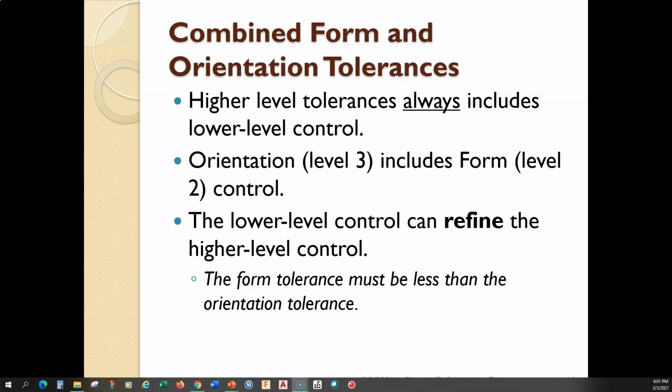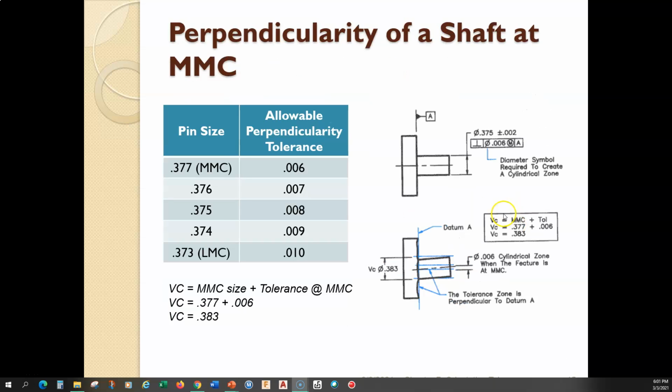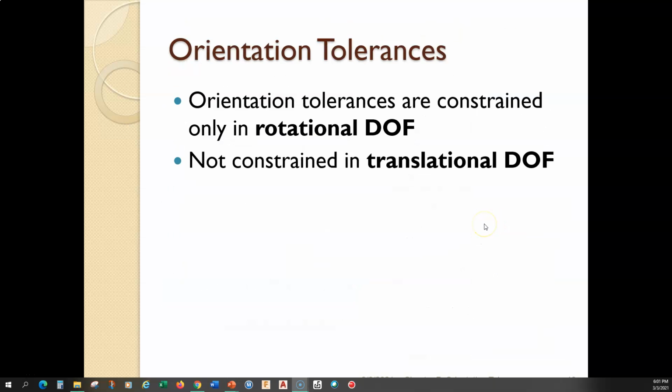All right, so combined form and orientation tolerance. So sometimes we want to refine a tolerance, right? So when we refine a tolerance, we always refine it with a lower level control. Okay. So a higher level tolerance always includes a lower level tolerance. So an orientation tolerance automatically includes a form tolerance. Let me go back here. So, let's go back here, right?